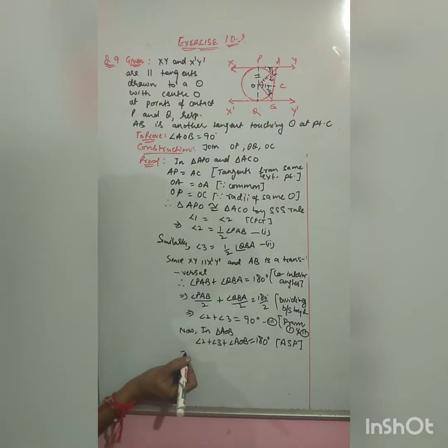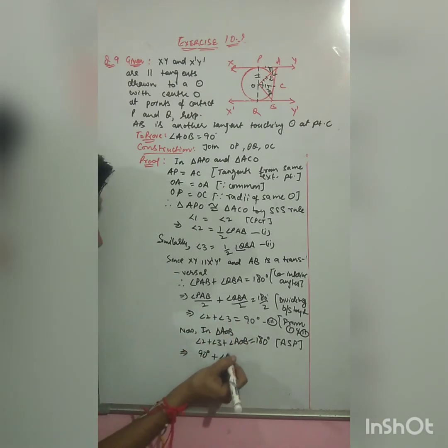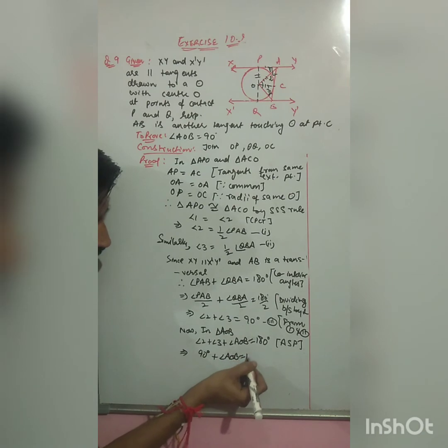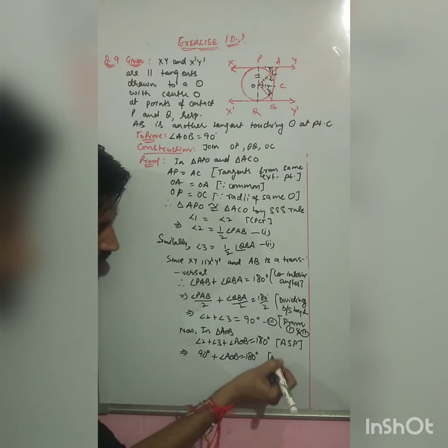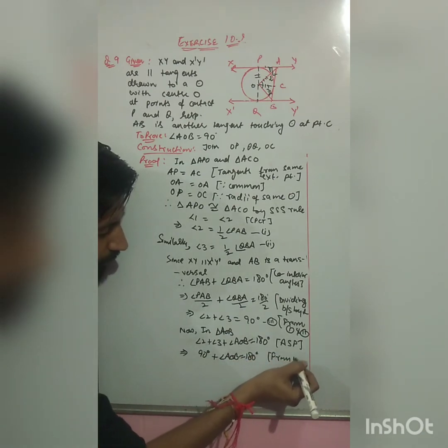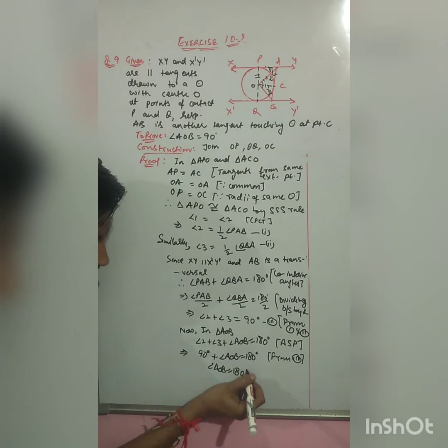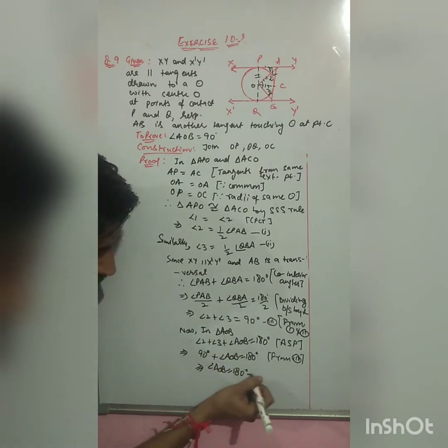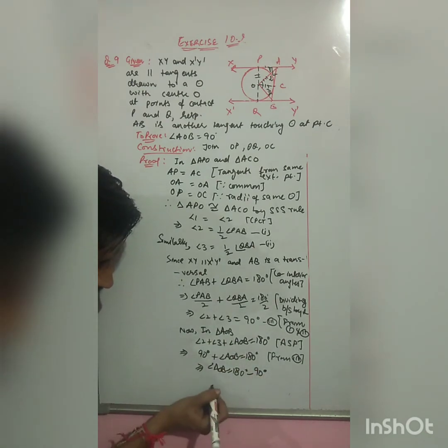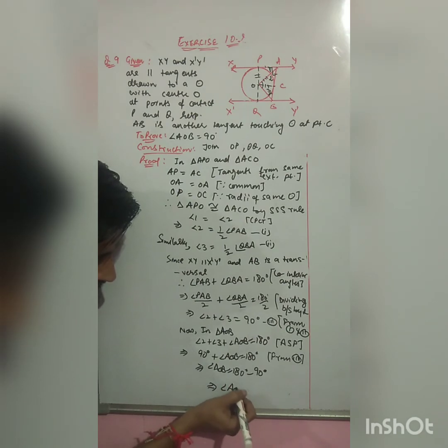So angle 2 plus 3, already we have proved it as 90 degree, plus AOB is equal to 180 degree. We use this value from equation number third. So angle AOB is equal to 180 plus 90, when transposed to the RHS it becomes minus 90, it gives angle AOB is equal to 90.